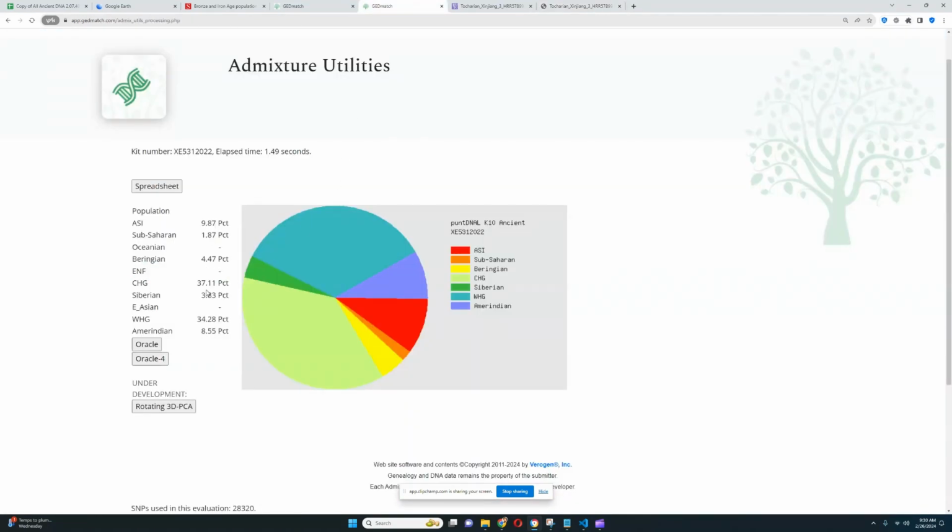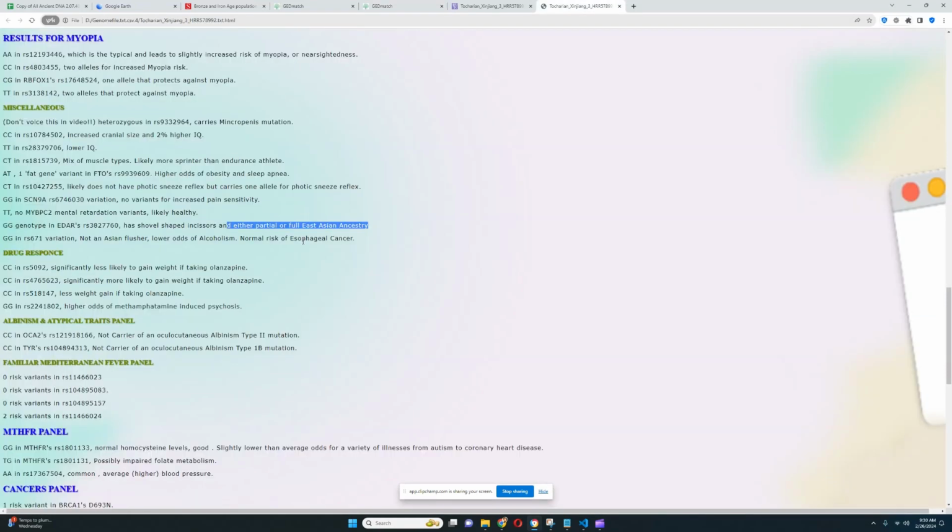Okay. For EDAR, oh wow, that's crazy. Look at that. So for EDAR, he actually has 2 derived variants for EDAR. He has shovel-shaped incisors and either partial or full East Asian ancestry. That's kind of crazy. So he's homozygous for East Asian EDAR. That's very interesting. Either partial or full East Asian ancestry. And as you can see here, his East Asian ancestry, I mean, it's really not that much. It's really not that much. But he has 2 derived variants in EDAR.